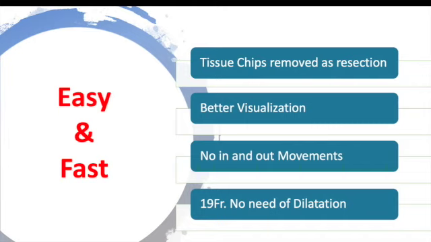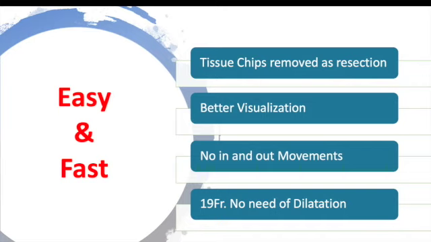Another important thing is that you have no in and out movements. By doing these in and out movements, which you normally do with resection, you probably bring air inside the cavity. So air embolism is probably, we don't know actually right now what the reason of air embolism is, but we should not underestimate these in and out movements which you do with the resection.